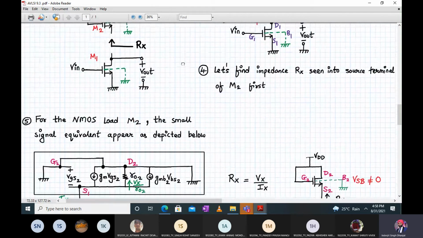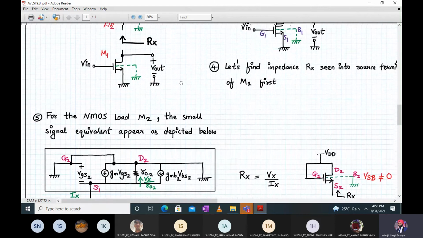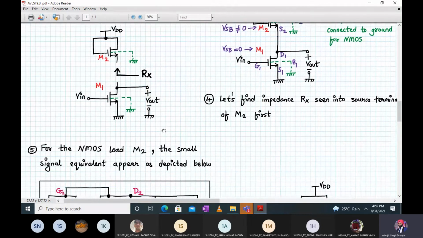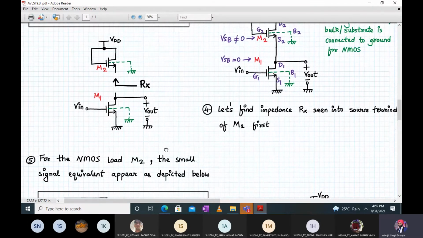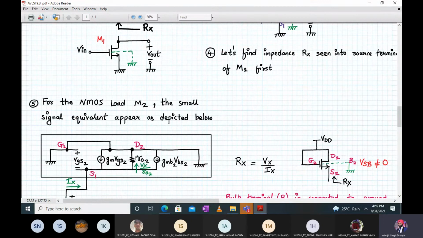Fine, so let's begin. Yeah, so we will only draw the small signal model for the M2 transistor, the M2 load transistor. So the small signal model will look something like this. We have the gate terminal and the drain terminal connected together. The source terminal is where we apply the external voltage VX and current IX, right? We put the entire small signal model inside the box. Between the drain and source, we have gm into VGS2. Actually, it should be gm2 into VGS2. Then we have RO2. Then we have gmb2 and VBS2. Okay, we have seen this before.